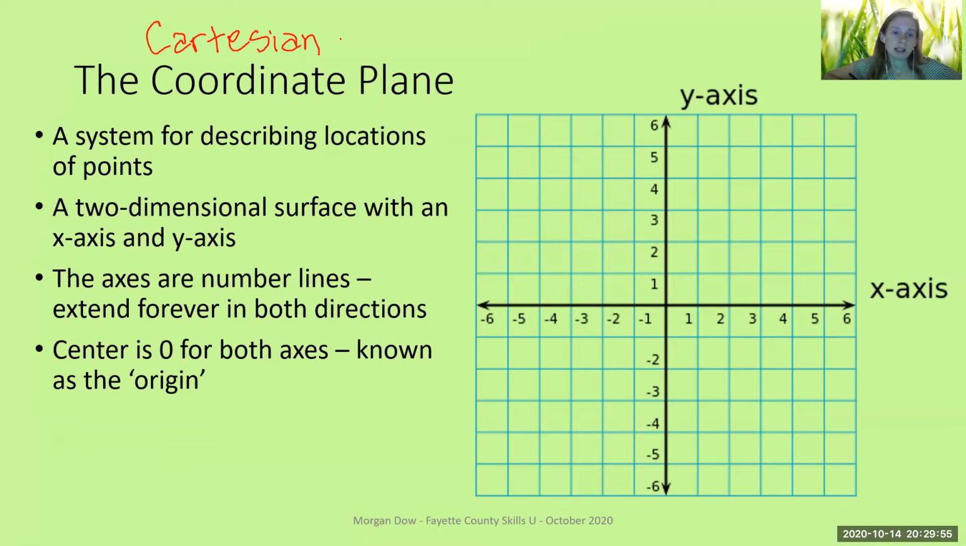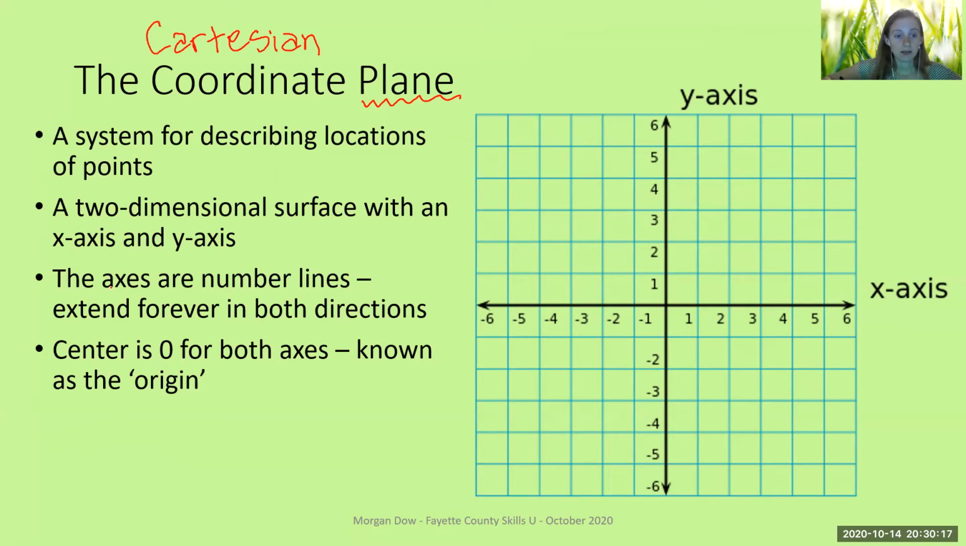So the coordinate plane is a system for describing locations of points. It lets us say exactly where a point is. It is a two-dimensional surface. That's really what plane means. It means a surface. So it's a flat surface with an x-axis and a y-axis.